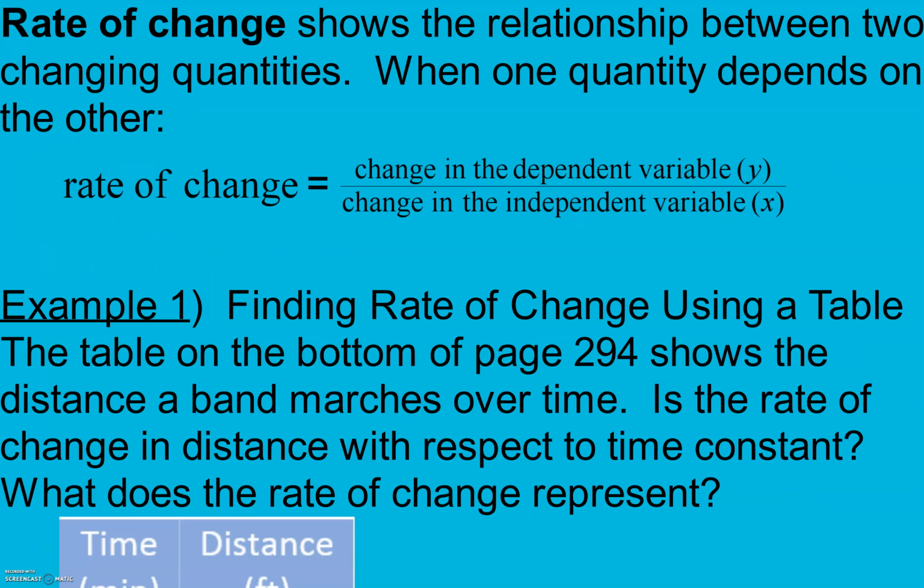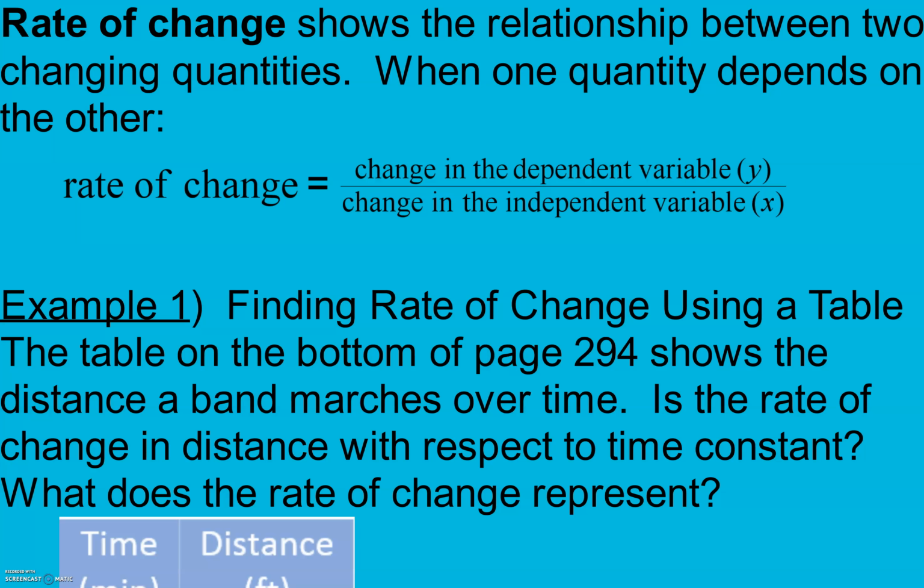Rate of change shows the relationship between two changing quantities. When one quantity depends on the other, rate of change equals the change in the dependent variable y over the change in the independent variable x. It's our y's over x's.